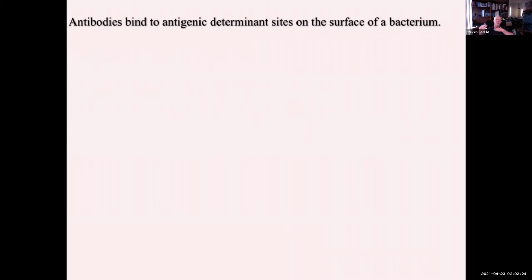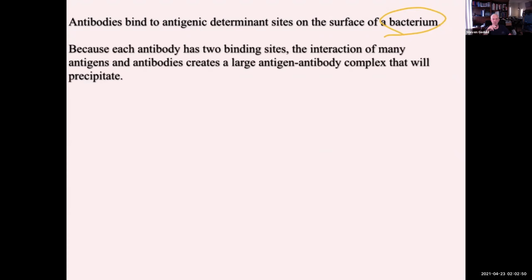Antibodies bind to antigenic determinant sites on the surface of the bacterium. That's what we were saying. On the surface of bacteria, there are markers. They're monosaccharides, they're sugars, in different shapes. And we find that shape is not recognized by our B cells. So our B cells attack it, bind to it, and mark it as foreign with the antibody. Then the T cell comes along and destroys the bacteria. Because each antibody has two binding sites, the interaction of many antigens and antibodies creates a large antigen-antibody complex that can precipitate out of solution.